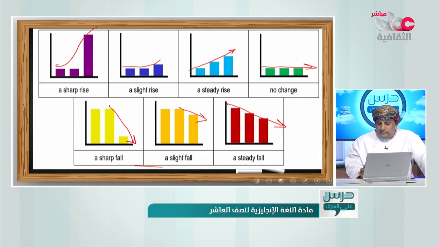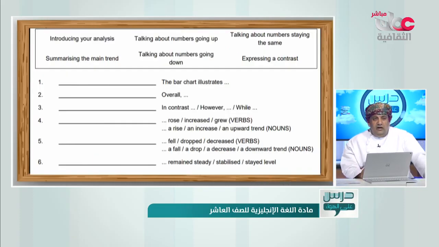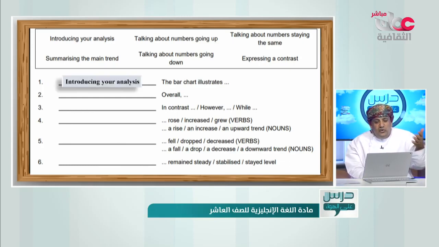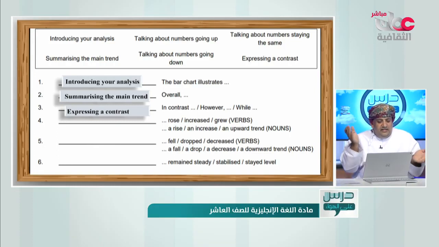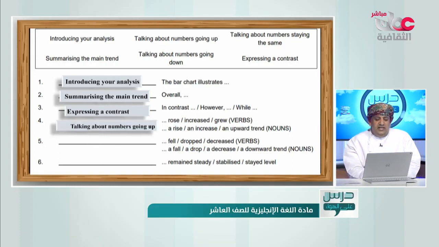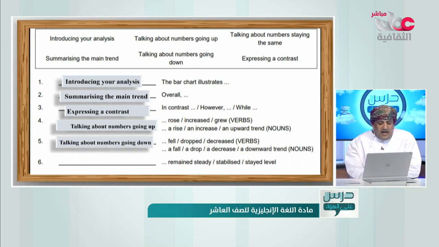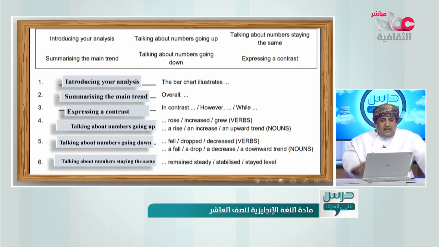Okay, so now, "the bar chart illustrates". What do you say instead of it? It's introducing your analysis at the first. Okay, "overall", summarizing the main trend. "In contrast", expressing the contrast. Okay, rose, increase, grow are talking about numbers going up. These are the verbs used: rose, increased, and etc. And fell, dropped, decreased. These are talking about going down. Remained, steadily, and others are talking about numbers staying at the same level.